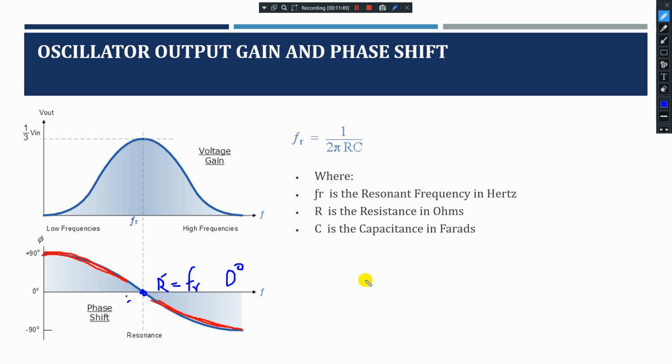We can therefore define this resonance frequency point with the following expression. FR is equal to 1 divided by 2 pi R C. What is this? FR is the resonant frequency, always in hertz. R is resistance in ohms and C is capacitance.